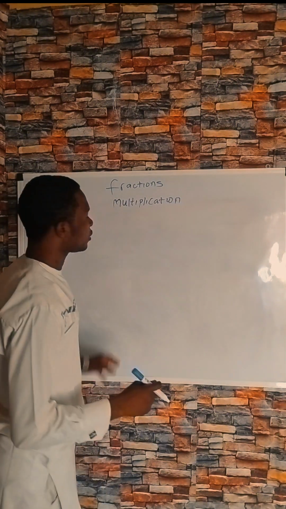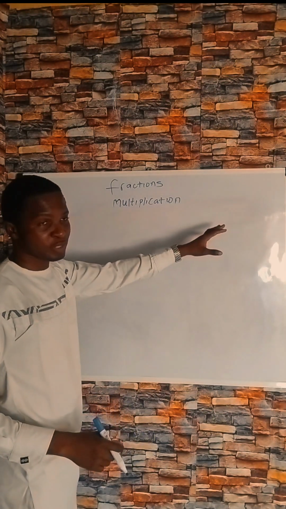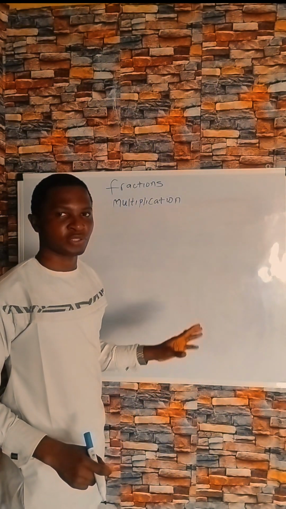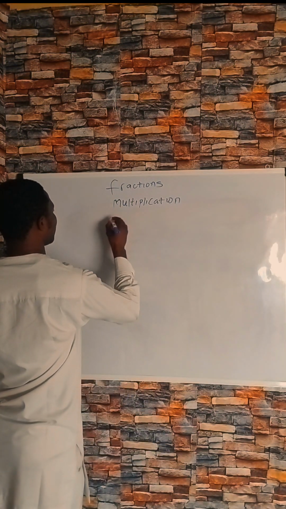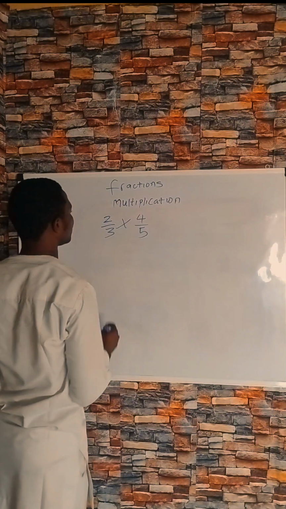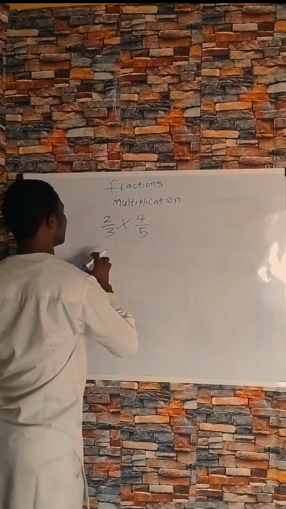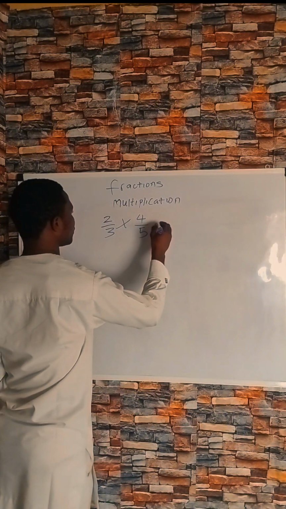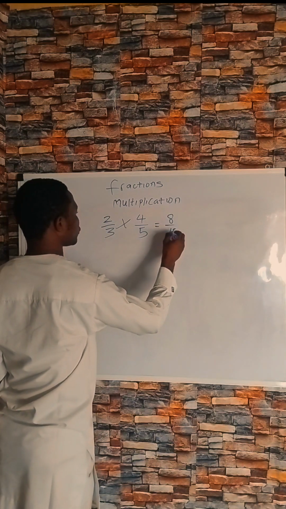So in multiplication, you do not actually need to look for the LCM of the denominators to multiply. Multiplication is just a straightforward process. Let's take for instance 2 over 3 times 4 over 5. So this is the multiplication sign. All you have to do is to multiply the numerator by the numerator and then the denominator by the denominator. This will give you 2 times 4 is 8, and then 3 times 5 is 15. And this is the answer.